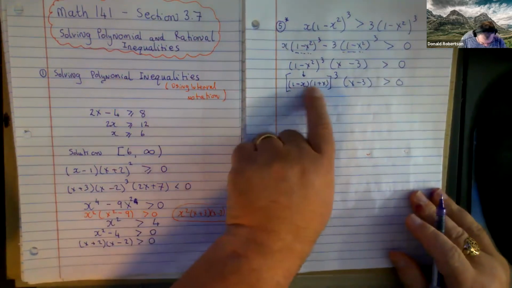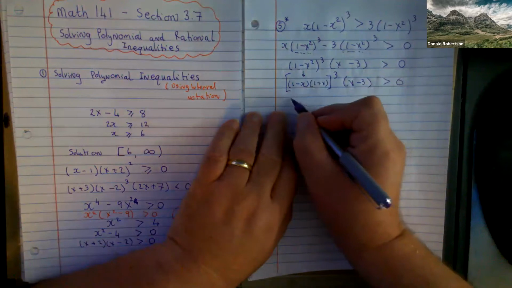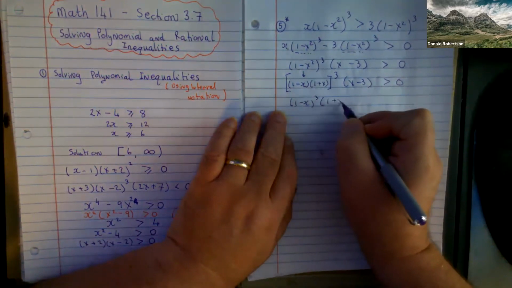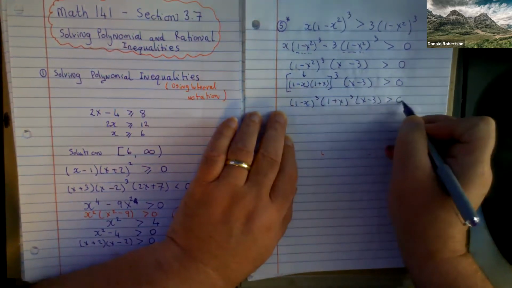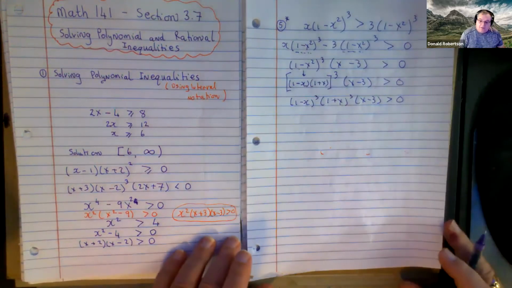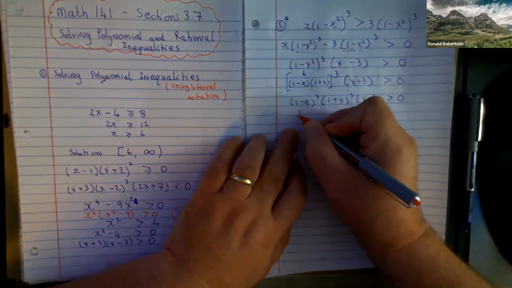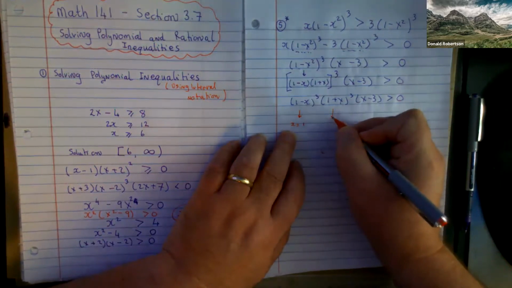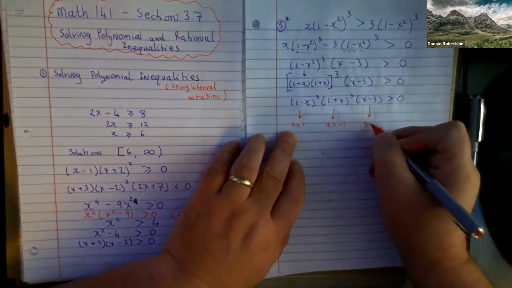Now, if you've got two things multiplied together and the product is cubed, algebra says you can split it into 2 separate guys cubed, and it's equivalent. So there, that is step 1 now finished. Our critical numbers are going to be x = 1, x = −1, and x = 3.